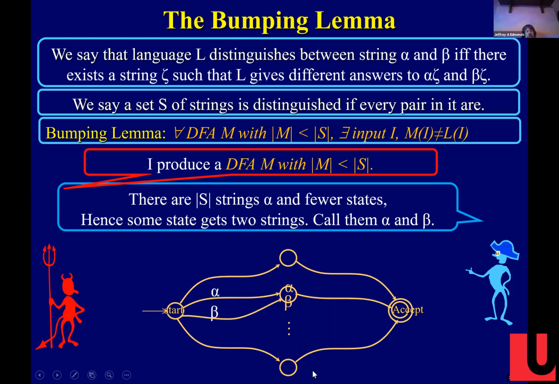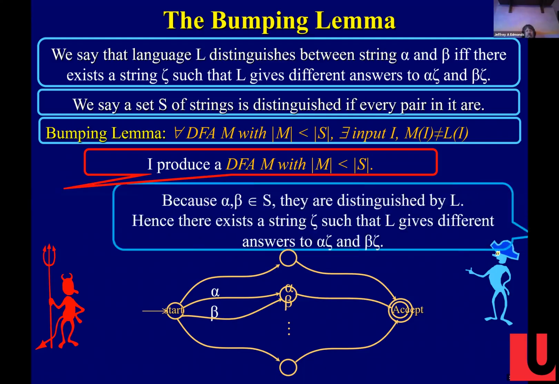So what do we know? There must be some state that has two different strings go to it. Everybody follow that? I'm going to call the strings alpha and beta. Alpha and beta are both in my set S, and they both go to the same state. Everybody buy that?